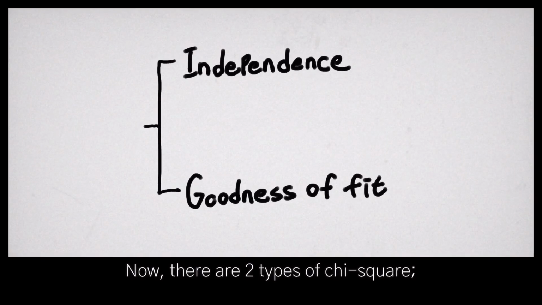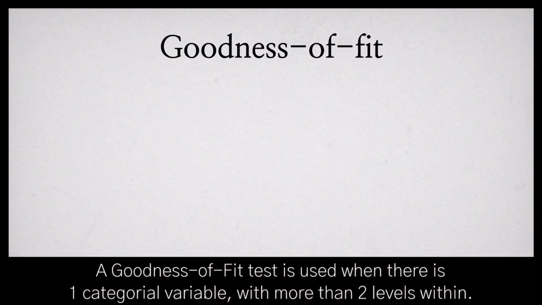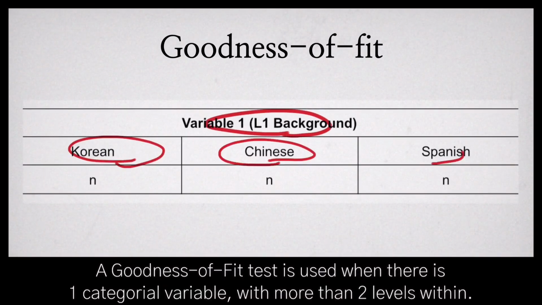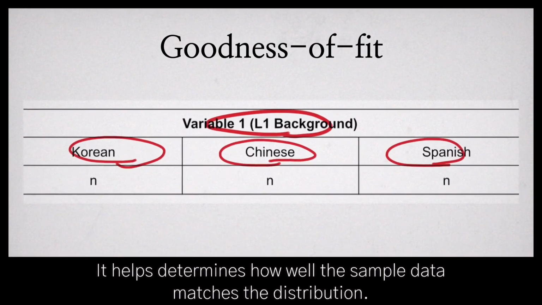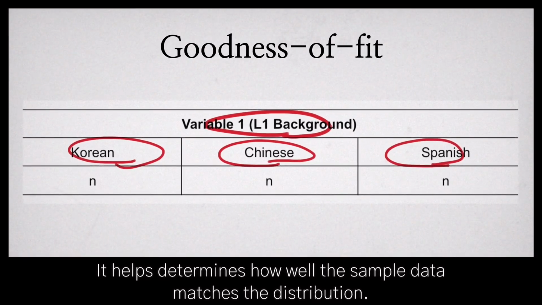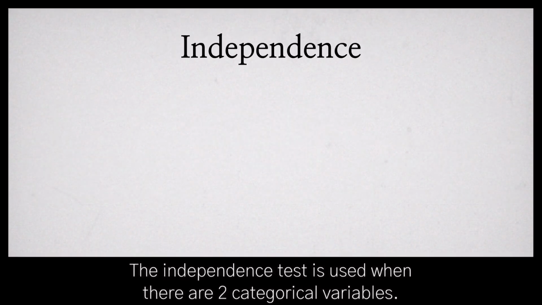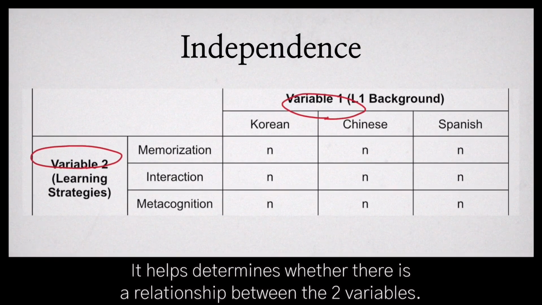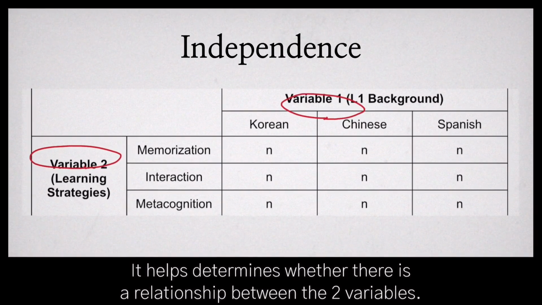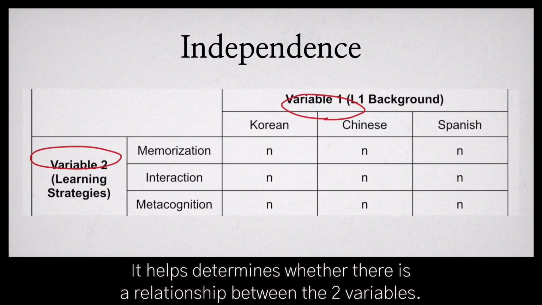Now, there are two types. A goodness of fit test is used when there's one categorical variable with more than two levels within. It helps determine how well the sample data matches a distribution. A test of independence is when there are two categorical variables. It helps determine whether there is a relationship between the two variables.